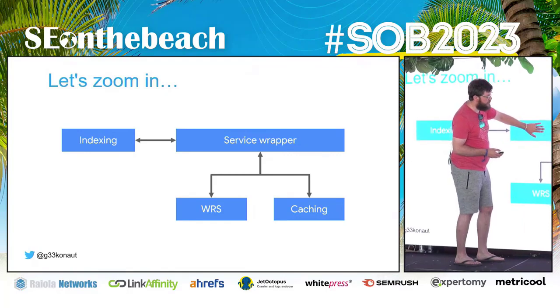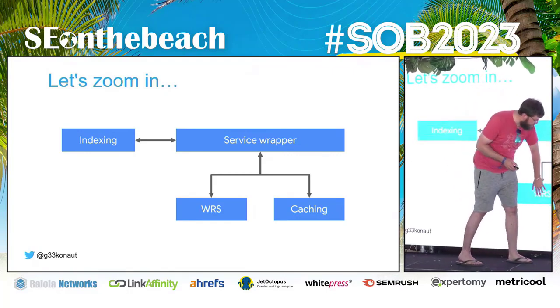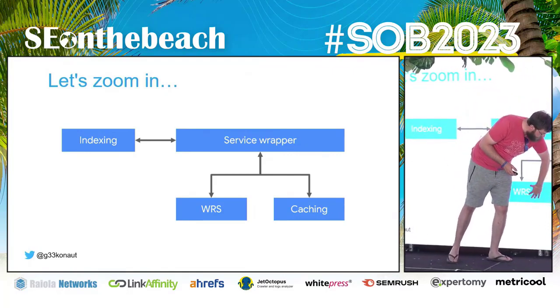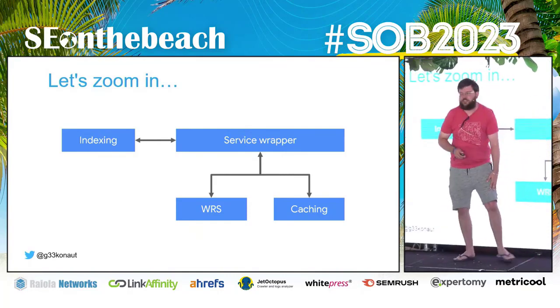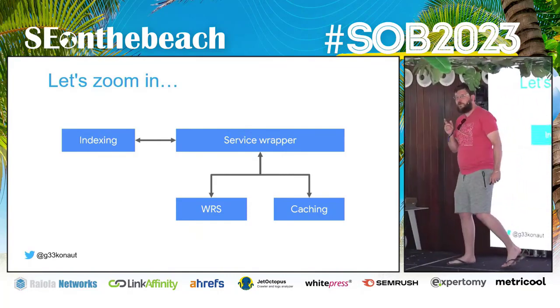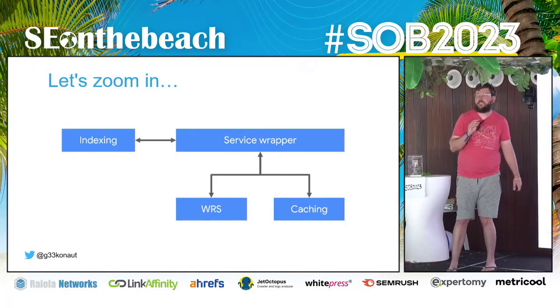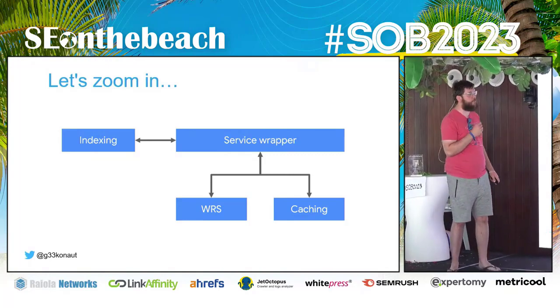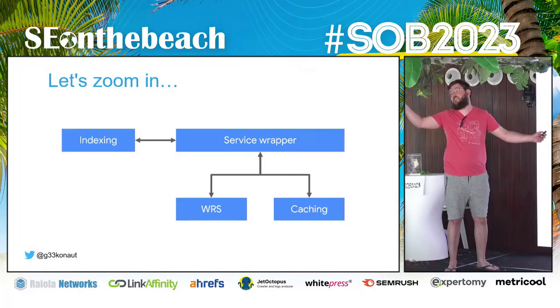We have what's called a service wrapper. In the service wrapper, we have WRS, which is the web rendering service core, and the caching layer. The caching layer is quite important because we found out that what's really expensive and takes a lot of time is waiting for servers out there or the internet to work.